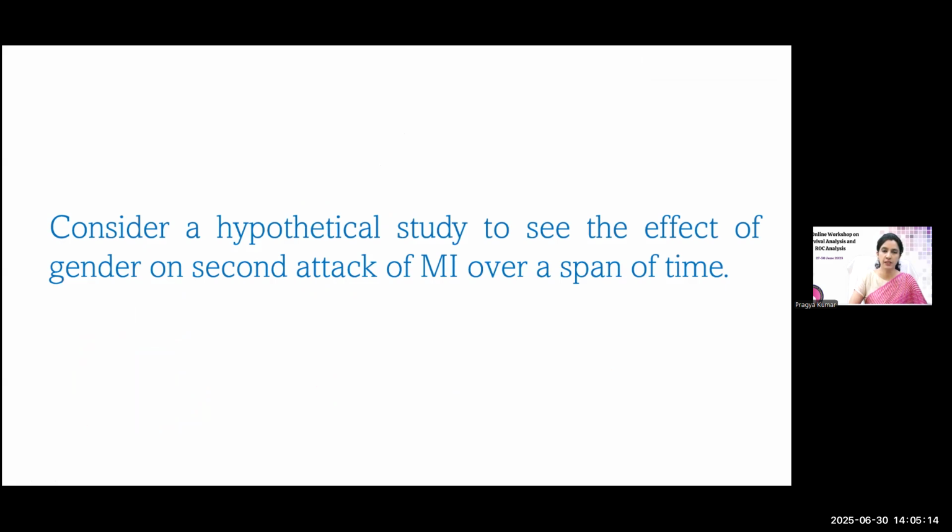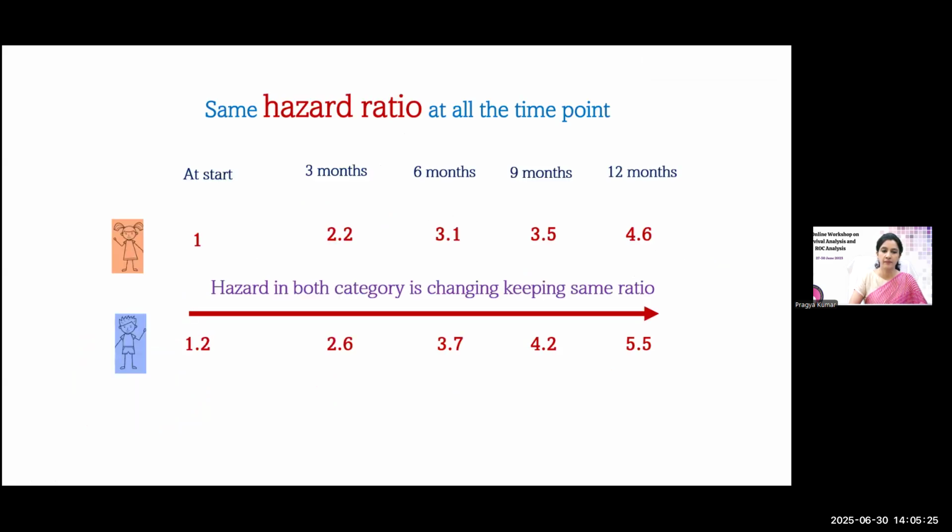Similarly, we are trying to explain this concept with another example, the effect of gender on the second attack of myocardial infarction over a period of time. At start it is 1 and then 1.2. Again at 3 months, it is 2.2 and 2.6. At 6 months, it is 3.1 and 3.7. So calculate the ratio of 2.6 versus 2.2. Yes, all of you please do that and type in the chat box. What will be the ratio of these at 3 months?